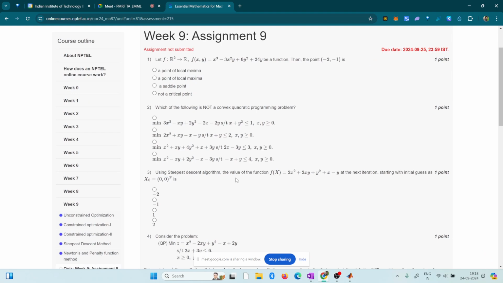And in another option, the functions are quadratic but not convex, so that will also not be a convex quadratic problem. So maybe I'm wrong. I think I'm getting two options correct, so could you please check if possible.